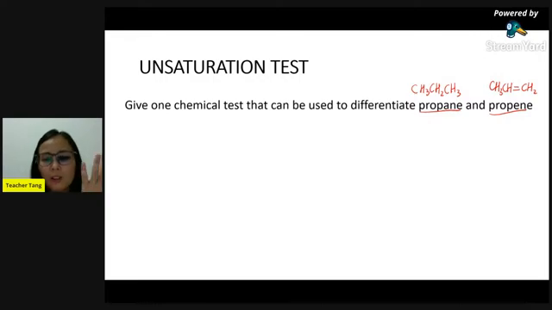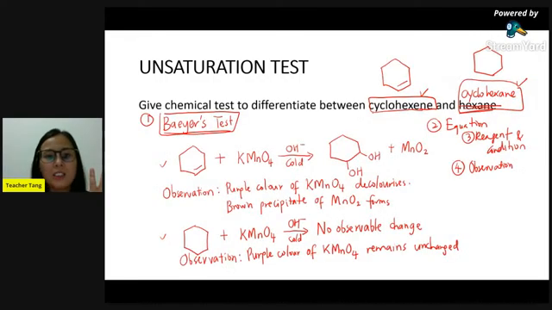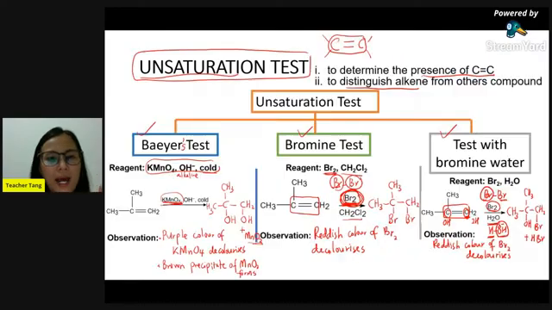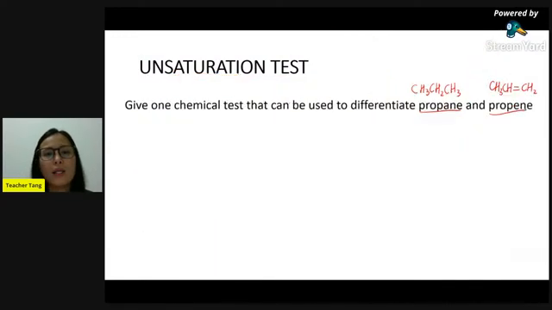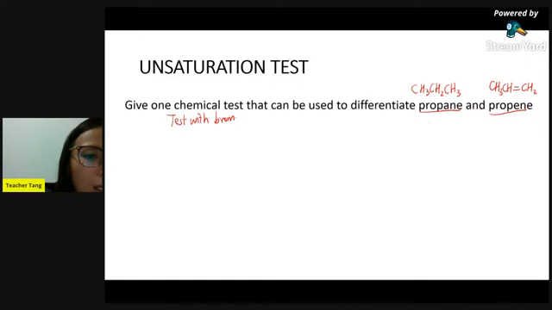So how can we differentiate them? Bayer's test, or bromine test with bromine water. So you can choose one. Okay, so for example, for this one, I choose the test with bromine water. So for the chemical test, I write test with bromine water.